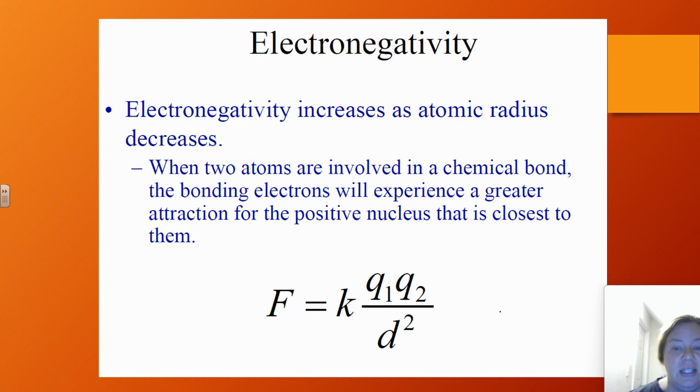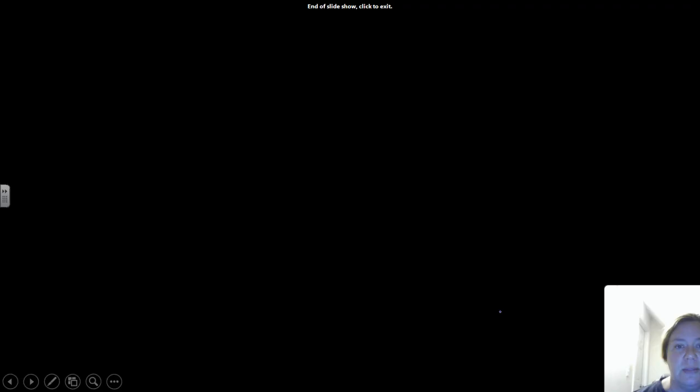Okay, and finally, for electronegativity, we can always use Coulomb's law. Coulomb's law can be used to basically explain anything periodic trend-wise. So when 2 atoms are involved in a chemical bond, the bonding electrons will experience the greatest attraction to the atom that is closest to them. So as the atomic radius decreases, electronegativity actually increases, except for noble gases because they don't want to bond.